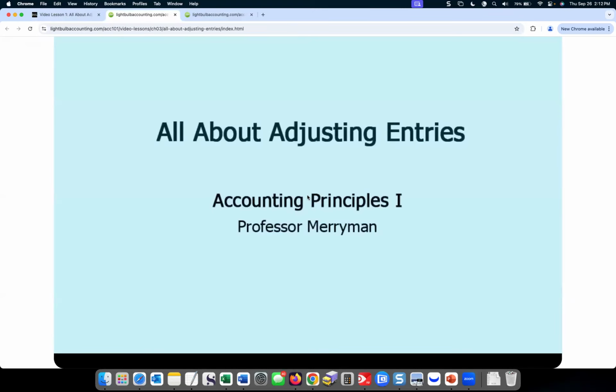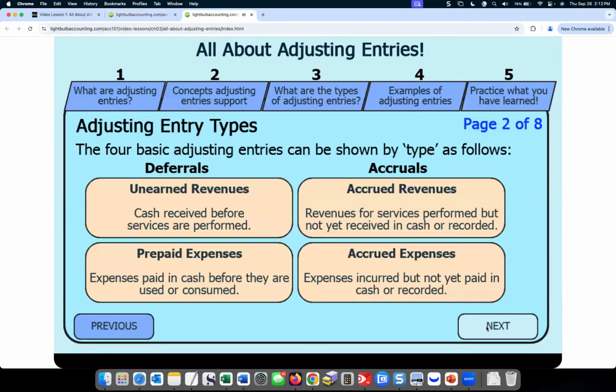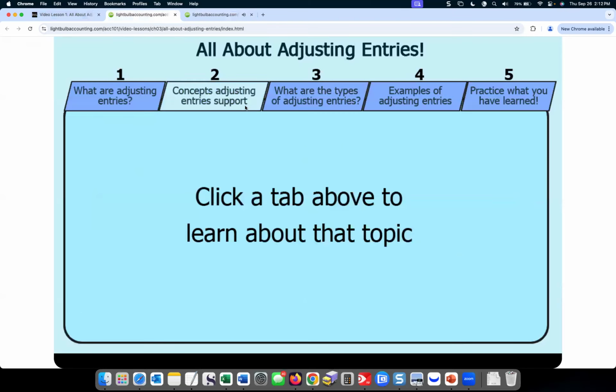So I have one, so we can have the list of adjusting entry types. And then another one is going to be walking through the templates.